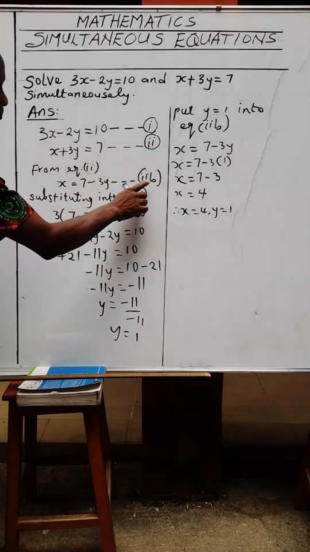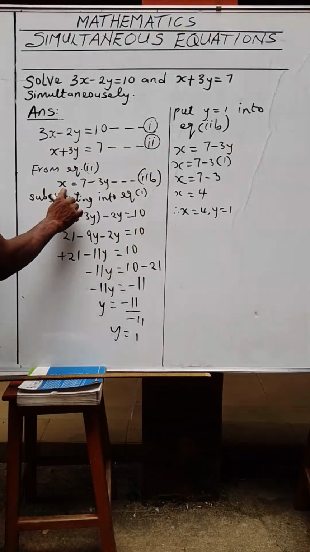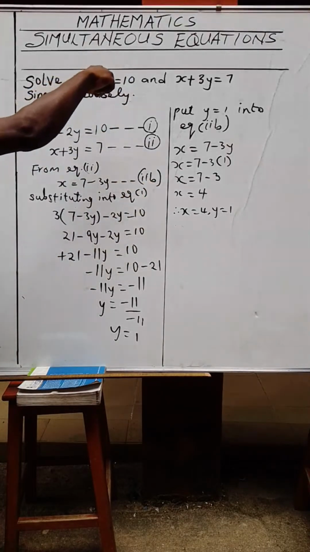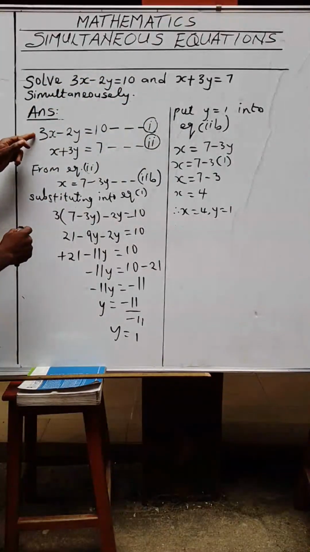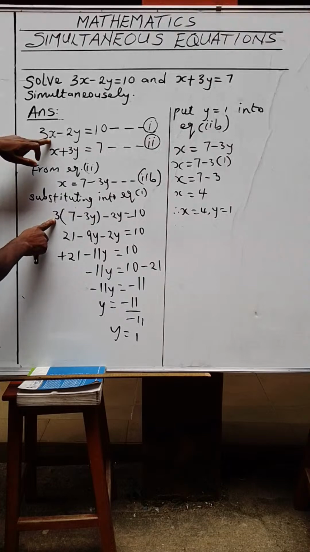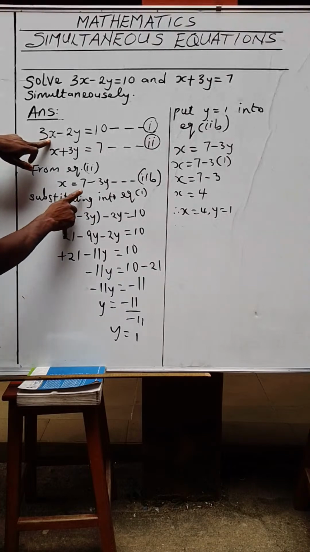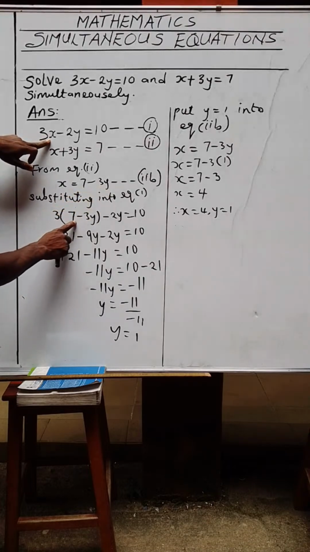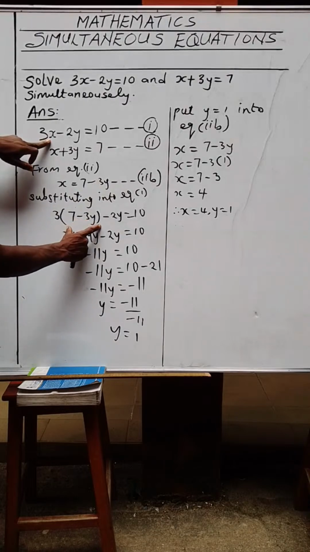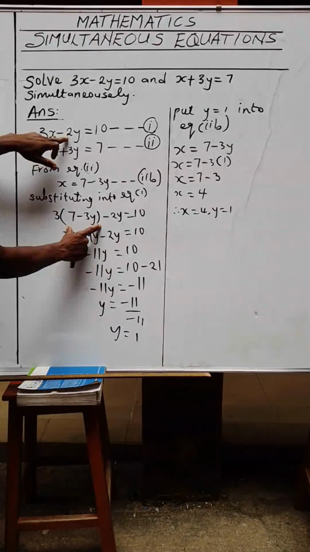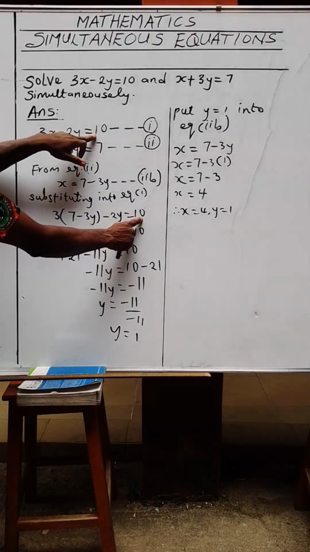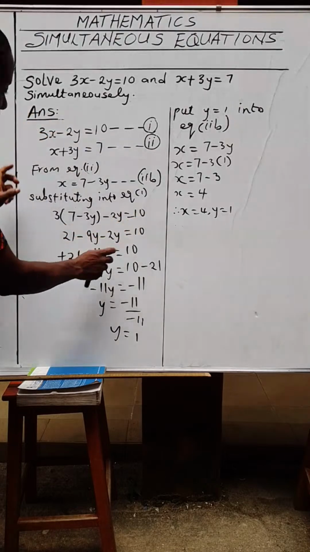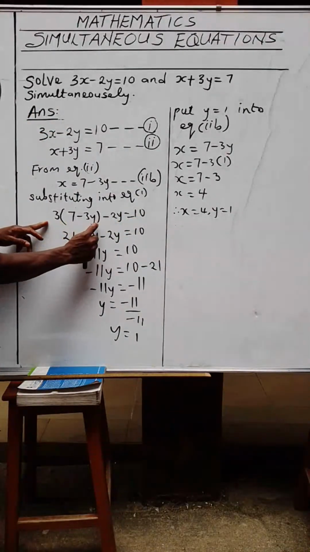Then substitute this particular expression into the other equation, because it's a system of equations. So into equation 1. What it means is that we have 3, and instead of writing x here, we write 7 minus 3y inside the brackets. Then we bring down minus 2y, then equate it to 10. I hope it's obvious. It's getting clearer, right? Then the next phase is to clear the brackets.